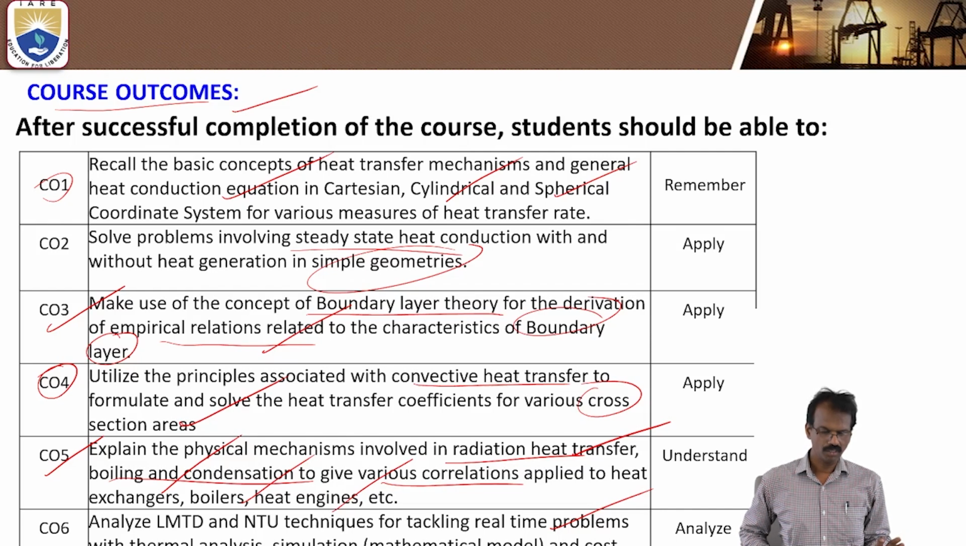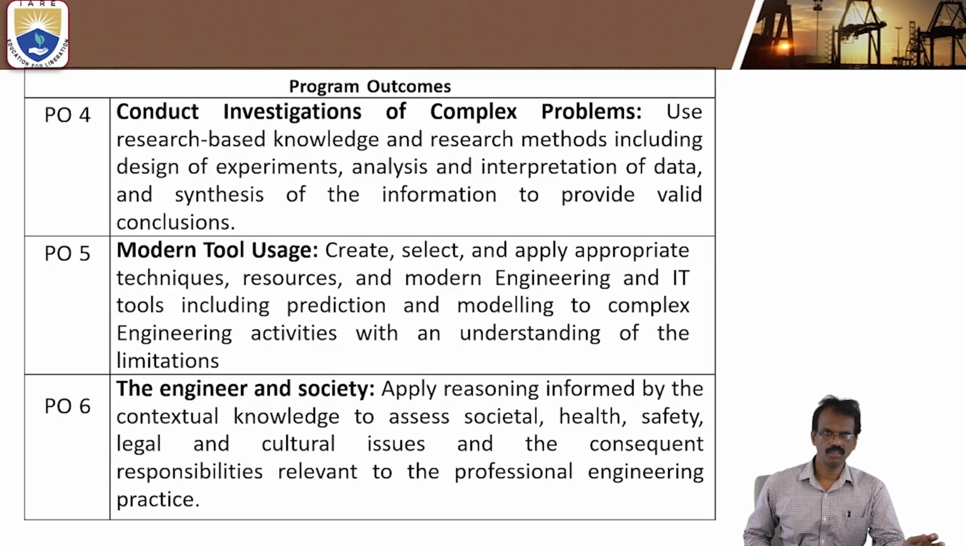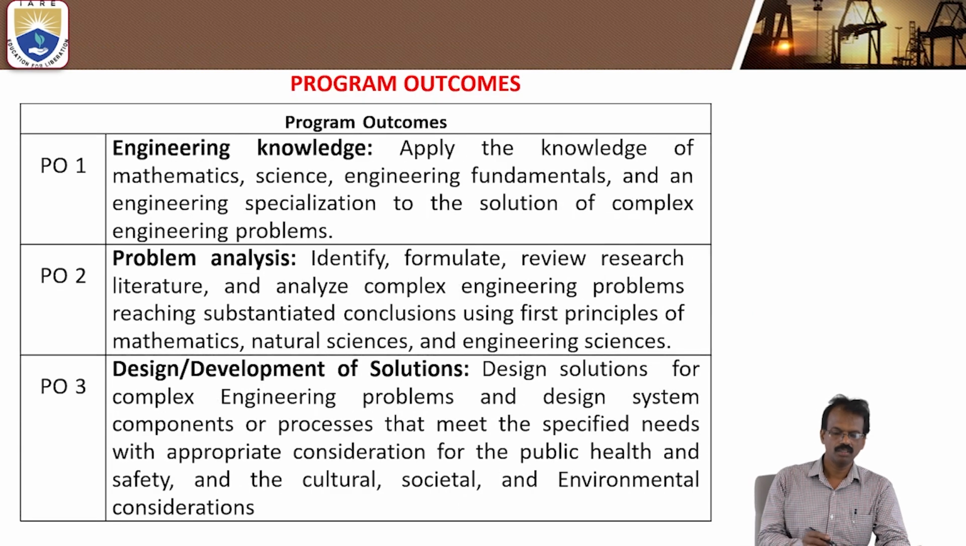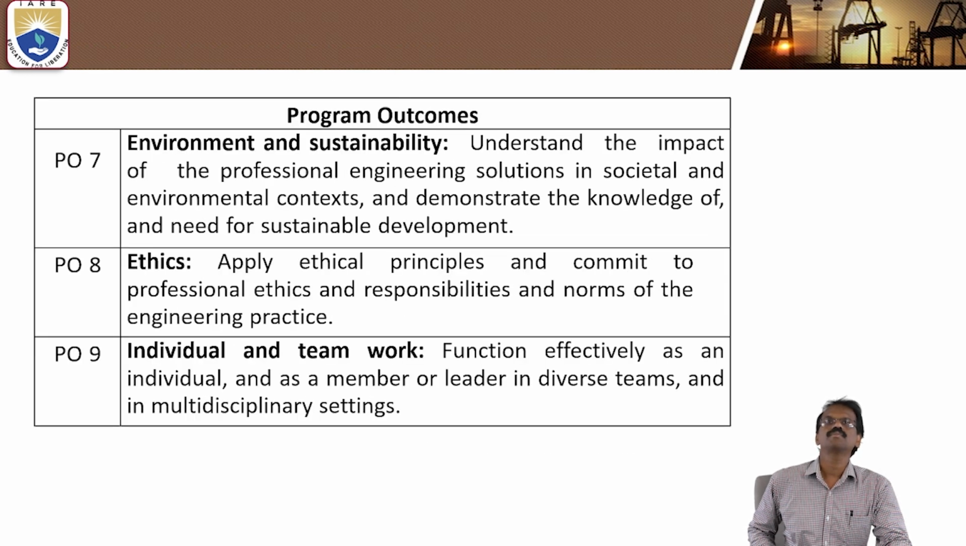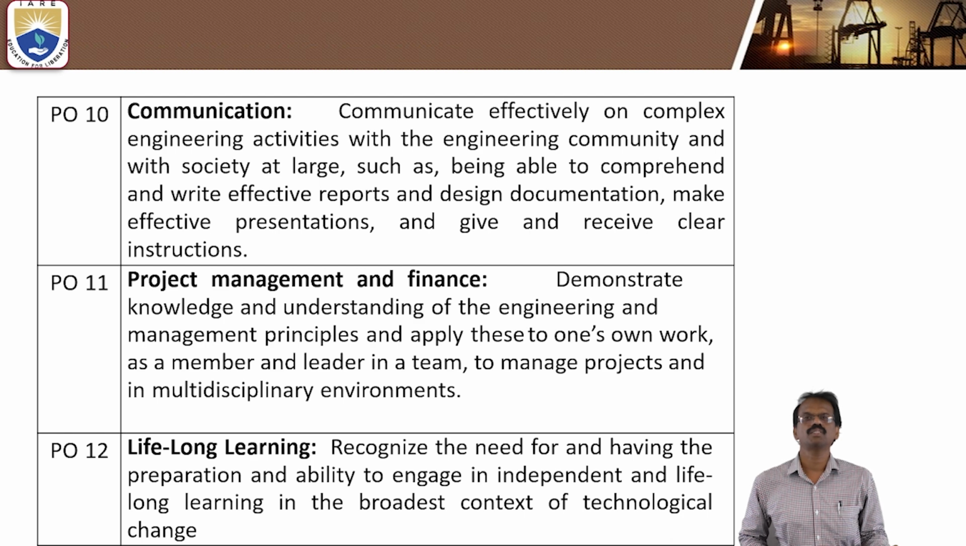Six outcomes have been taken for this program, and there are 12 program outcomes, POs, given by NBA. The first covers engineering knowledge. Second is problem analysis. Third is design and development of solutions. Fourth relates to conduct investigation of complex problems. Fifth is modern tools. Sixth is the engineer and society. Seventh covers environment and sustainability. Next, eight is ethics, and nine is teamwork. Okay. Tenth is communication. Eleventh is project management and finance. The last one is the lifelong learning process.